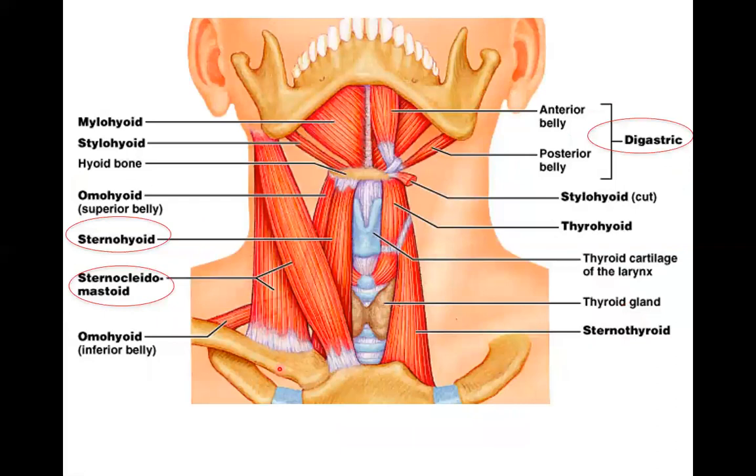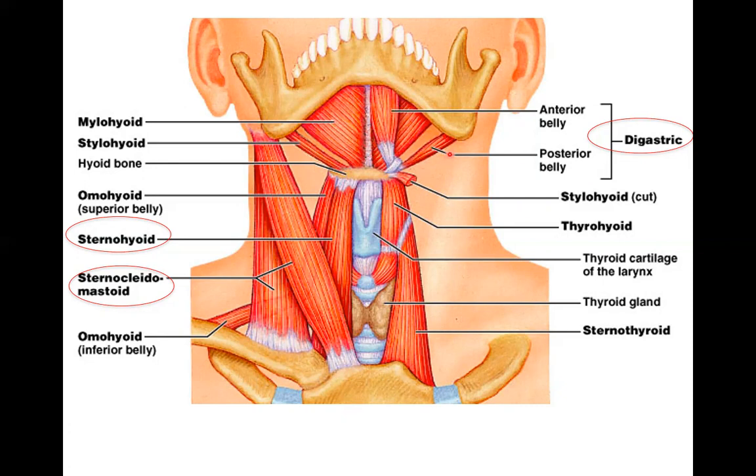Now, going down to the neck area, we have the two-headed muscle we already talked about, which is your sternocleidomastoid. Again, you can see the mastoid connection, the clavicle, and the sternum. We also have the muscle that is underneath our chin, that is called the digastric.